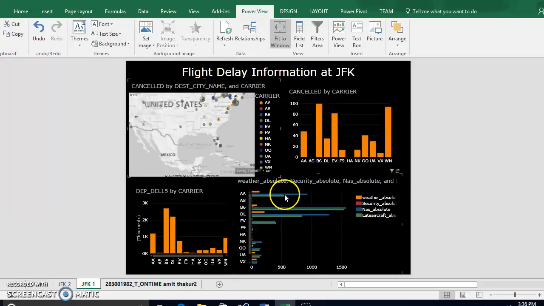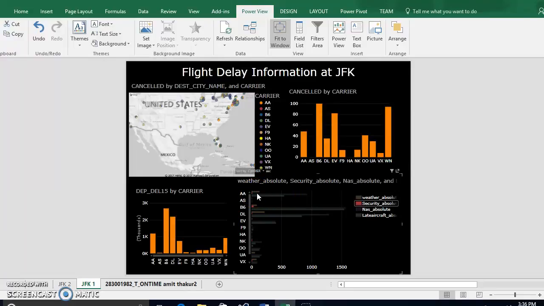When we look at the big three, the American, the Delta, as well as JetBlue, you can see that the amount of delays are similar in terms of weather and other airport activities. What is interesting to note is that when we look at the delays caused due to security, we can see that almost none of the flights are delayed due to security reasons.